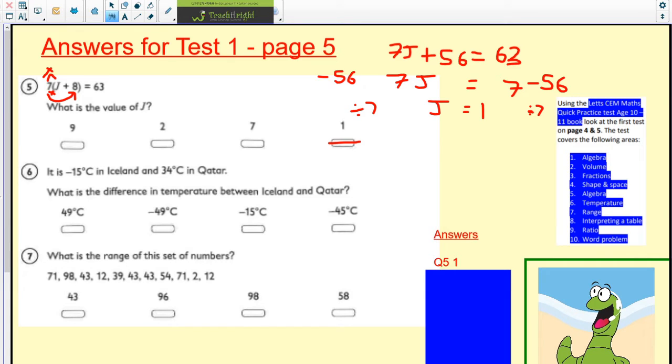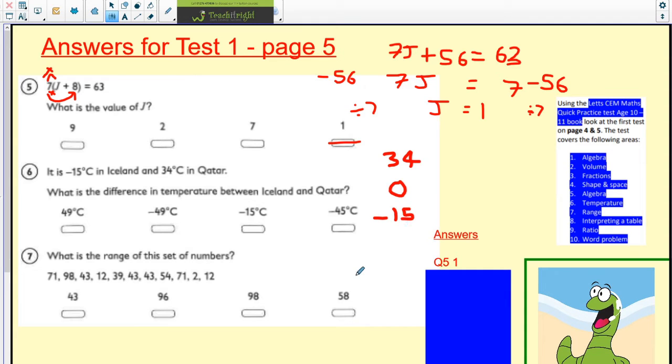For question 6, let me just get my pen back. For question 6, it is minus 15 degrees in Iceland and 34 degrees in Qatar. What is the difference? So we're going from 34 all the way down to 0, first off. Shouldn't really do minus 0, I think it's a bit more clear. To go from 34 to 0, and then how do I get from 0 to minus 15?